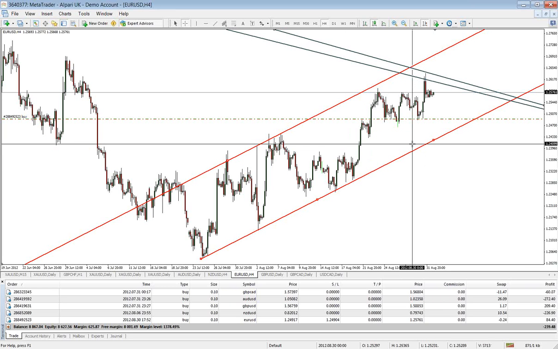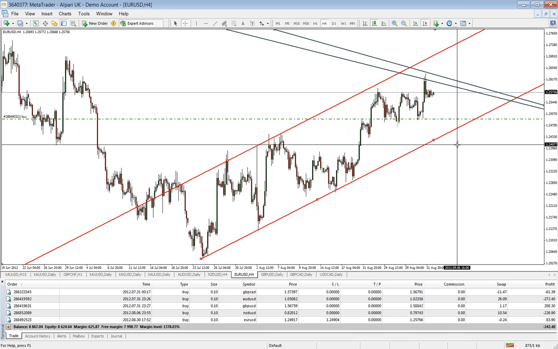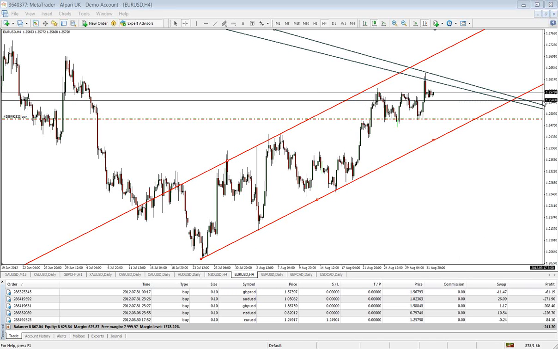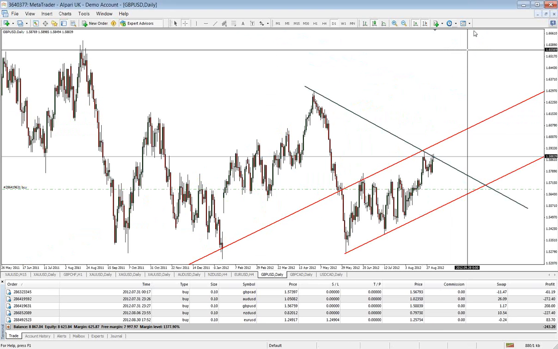So that's another reason why we expect some volatility and weak dollar. So let's go on to the pound dollar now.